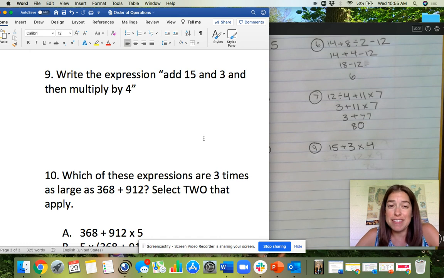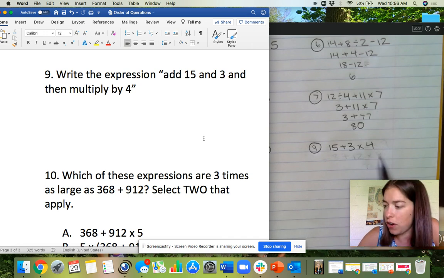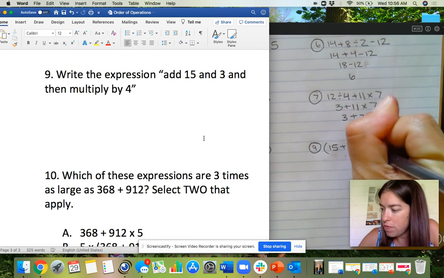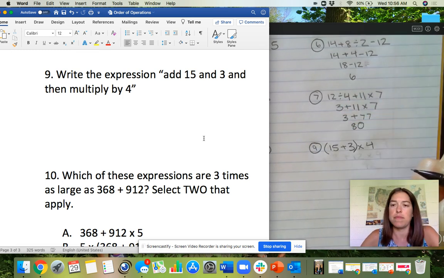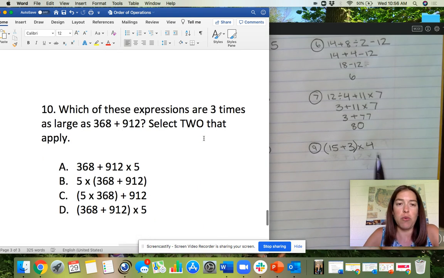We do need parentheses. If we don't have parentheses, our order of operations tells us that we would first multiply 3 times 4. And then we're adding 15 plus 12, which is not the same as adding 15 and 3 and then multiplying by 4. Go ahead and add in your parentheses where you need them. Now this order of operations, because we have our grouping symbol, tells me to add 15 plus 3, and then we'll multiply by 4.